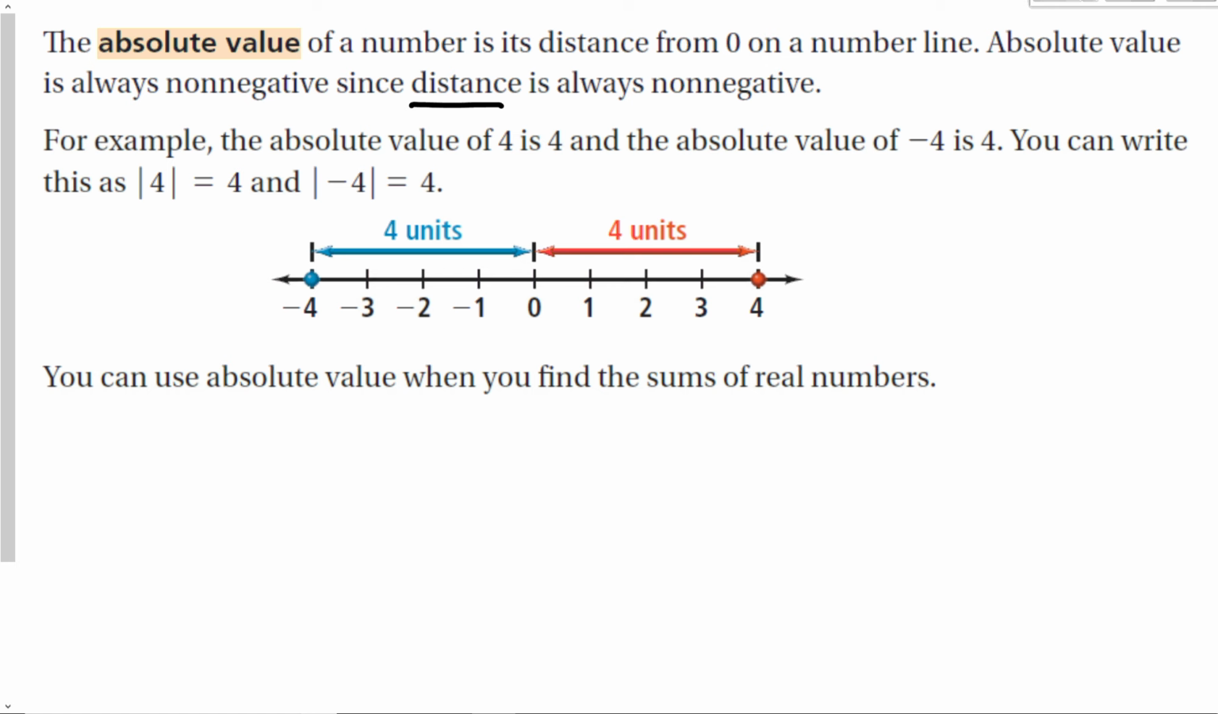So for an example, the absolute value of 4 is 4, and the absolute value of -4 is also 4. And we can write it using our absolute value symbols and say that the absolute value of 4 is 4 because it is 1, 2, 3, 4 units away from 0, just like -4 is 4 units away from 0. And we can use this idea of absolute value when we find the sums of real numbers. This is another way to think about how addition actually works.